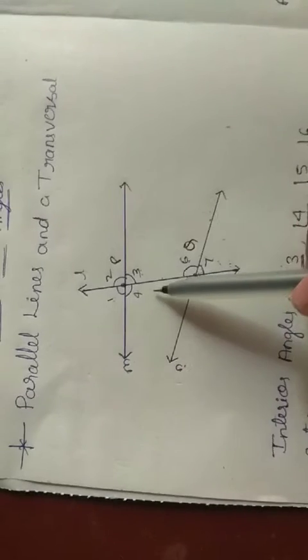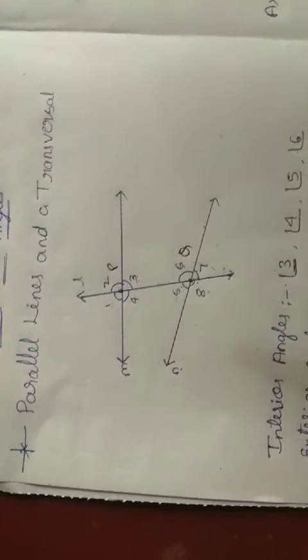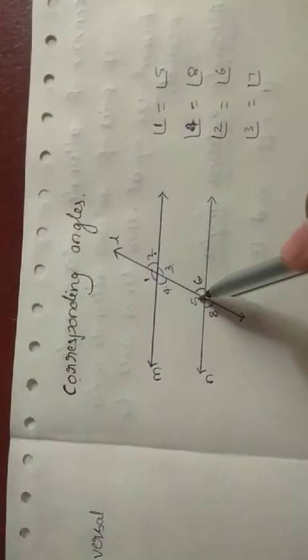These 8 angles are classified into some groups. First one is corresponding angles. Corresponding angles means the angles in matching corners are called corresponding angles. See, matching corner means this 1 and 5 is a matching corner.